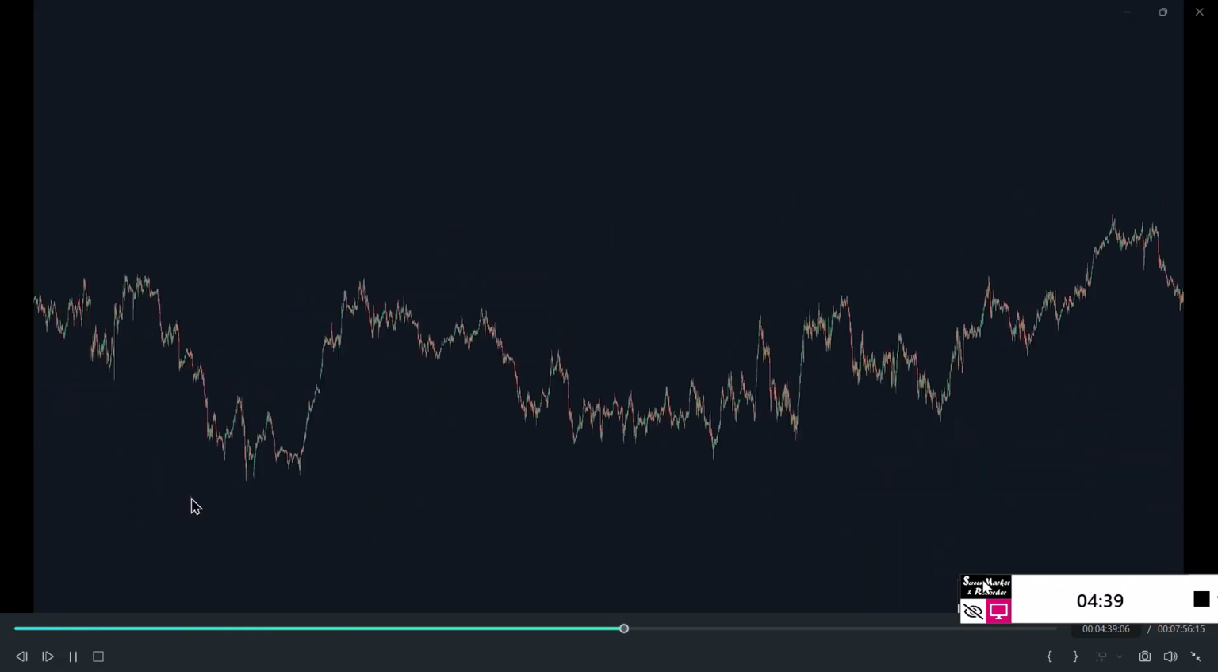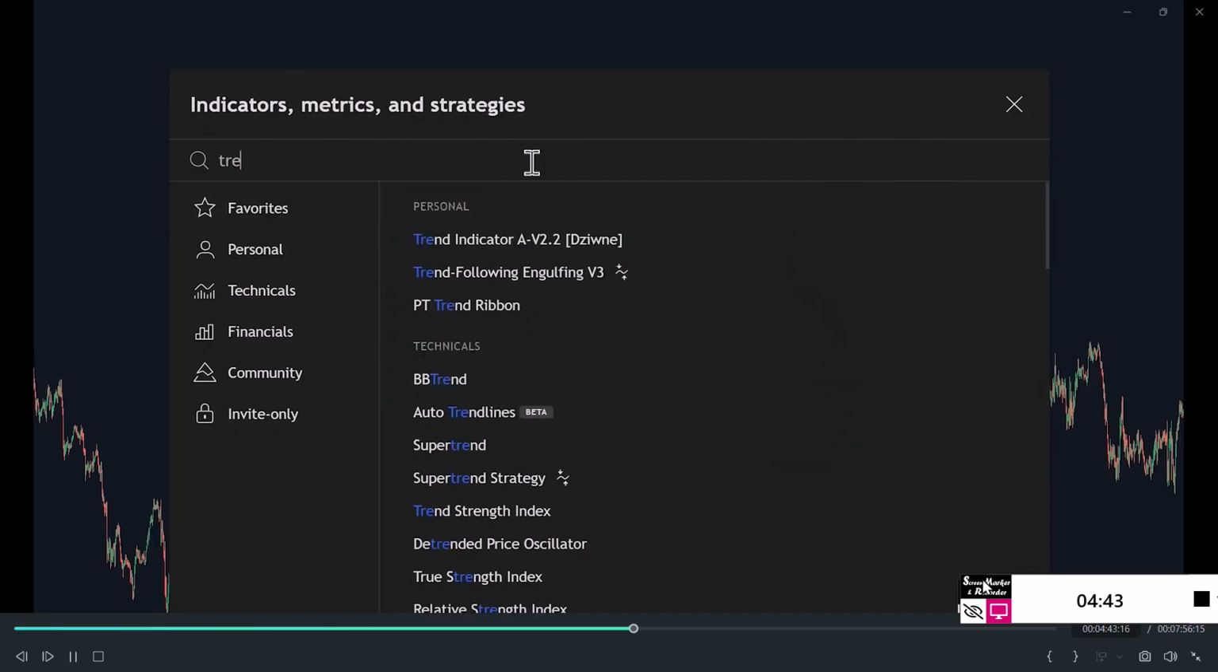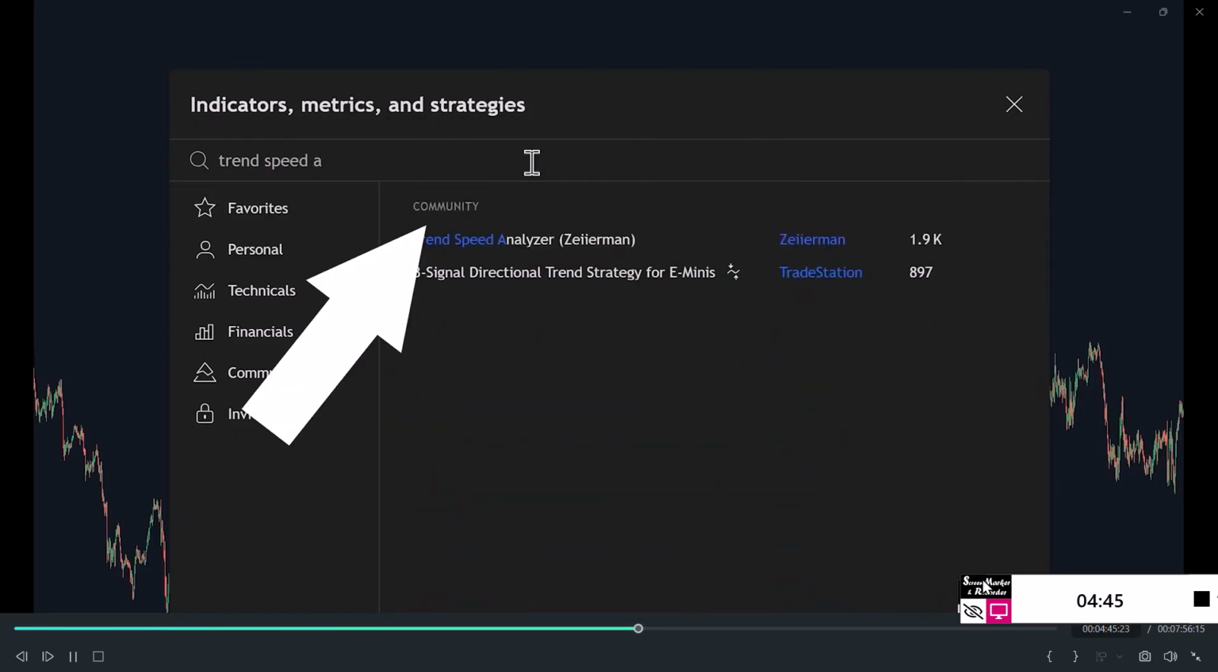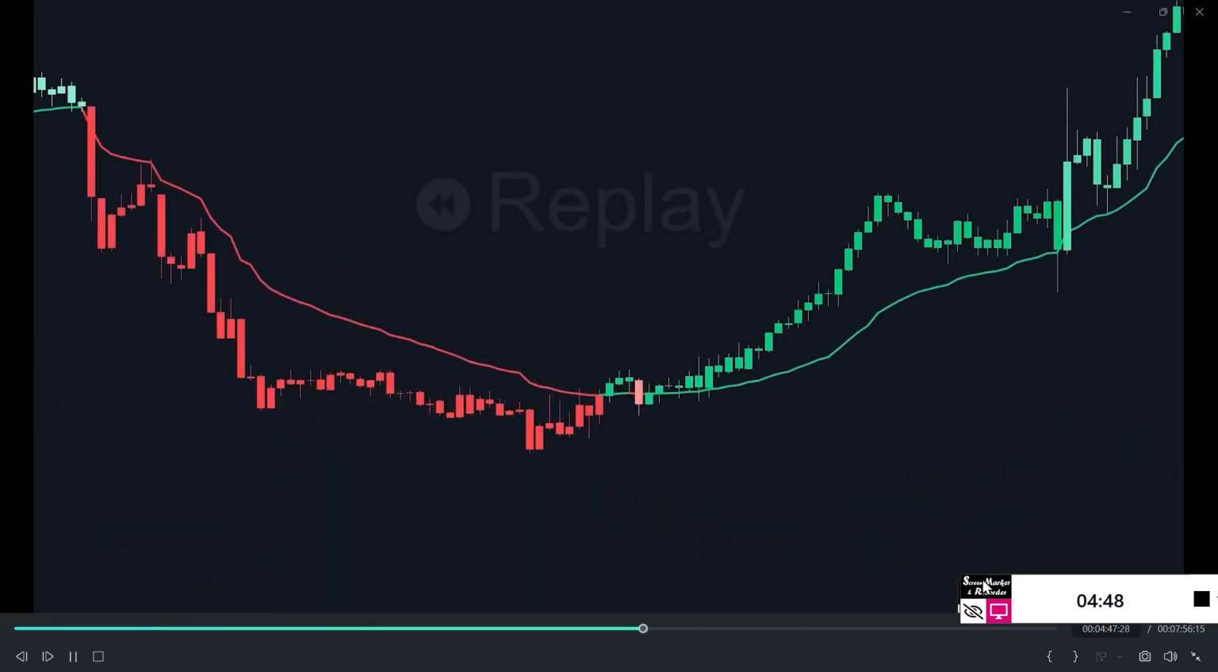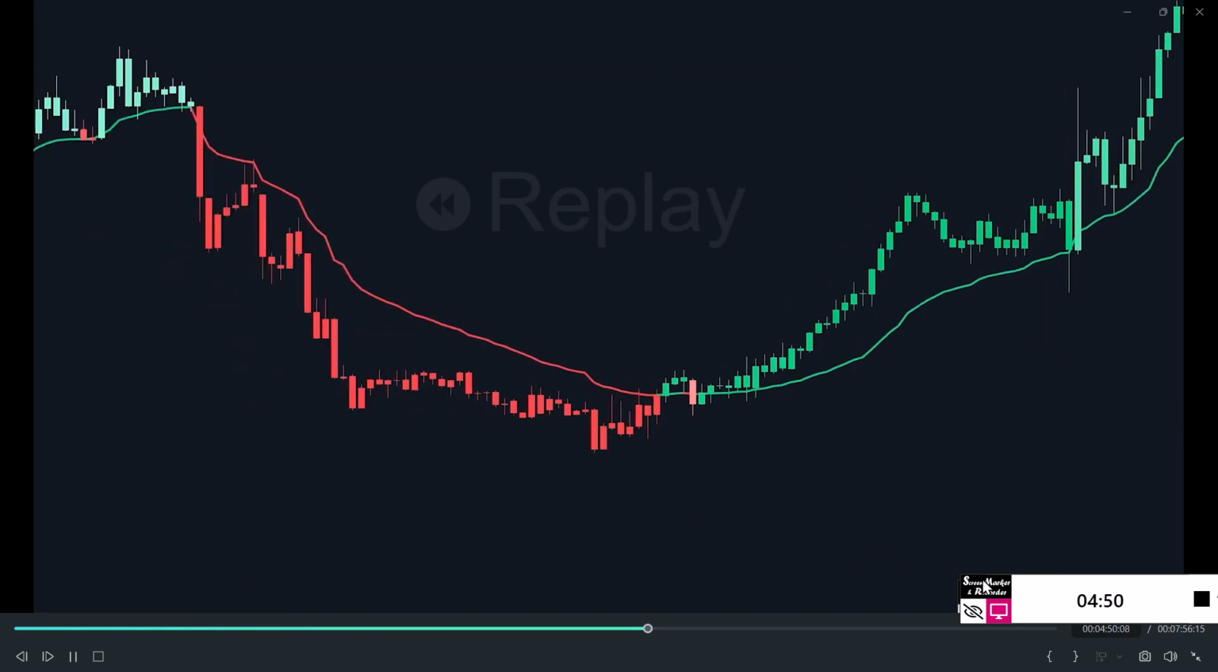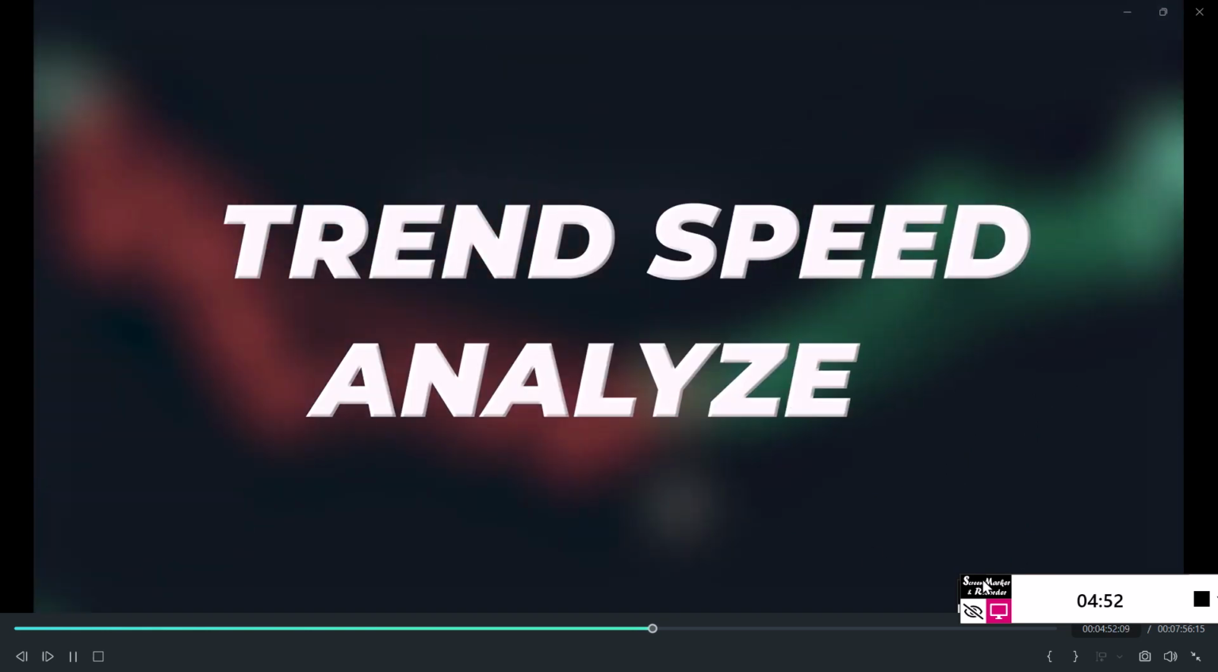I'm on the 15-minute time frame for GBP here, but this thing is designed to work on any market and any time frame. Then click on Indicator, and in the search box, type in Trend Speed Analyzer. It's going to be this one by Zierman. Go ahead and click it to add it to your chart. Ladies and gentlemen, this is the all-powerful Trend Speed Analyzer by Zierman.